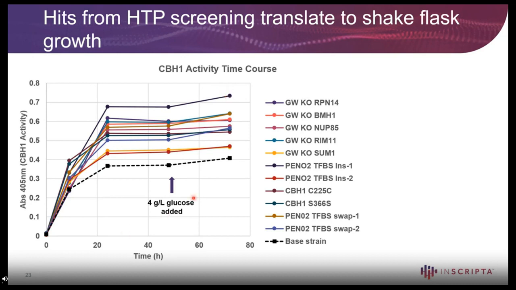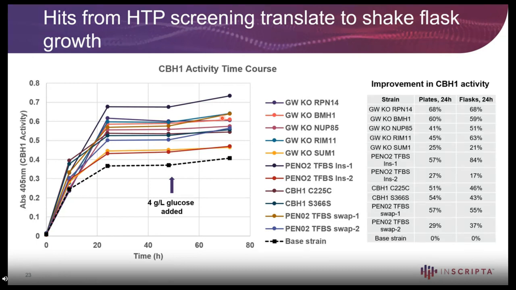And the addition of extra glucose impacted some of these for more CBH1 activity, whereas in other instances it had no impact. But it was very nice to see that all of these hits scaled up, which gives us, again, greater confidence in our high-throughput small-scale phenotyping.